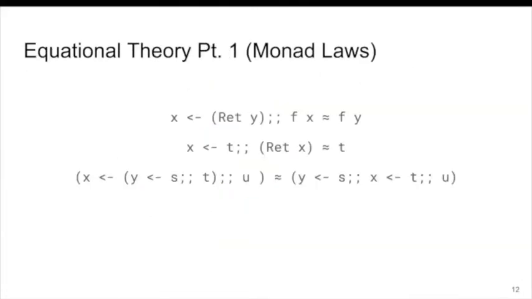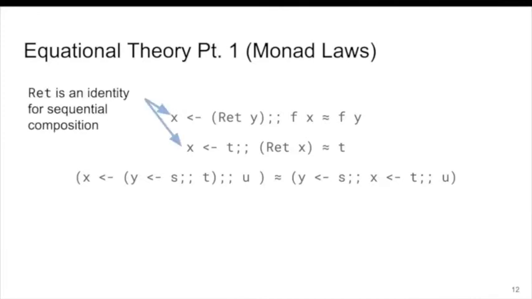So now that we have this notion of equivalence, we can start talking about our equational theory. So these first couple of equations are also known as the monad laws. The first two correspond to the fact that ret is an identity when it comes to sequential composition, and this third one corresponds to the fact that sequential composition is associative.